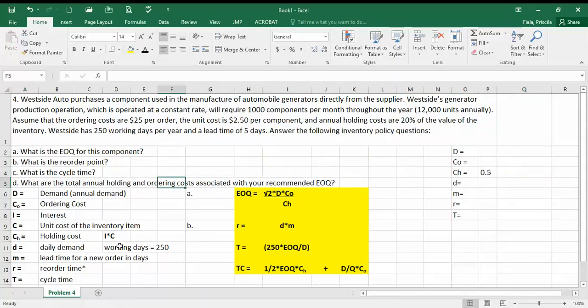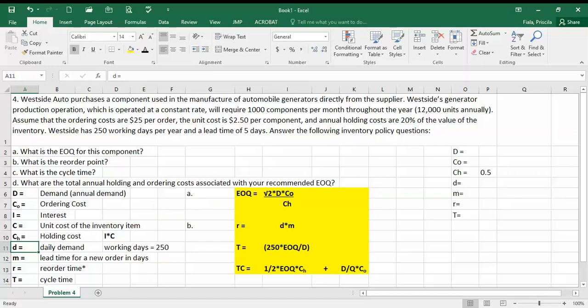And I have put it here. First of all, you need to know the demand. The capital D stands for the annual demand. The small d stands for daily demand. And most of the problems assume 250 days for working days. They are excluding weekends, they are excluding holidays. If you're not given the specific number of working days, do assume 250 days. That's the most common that you're going to be seeing.